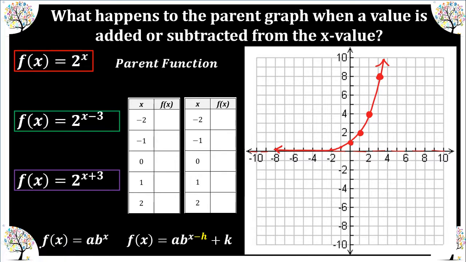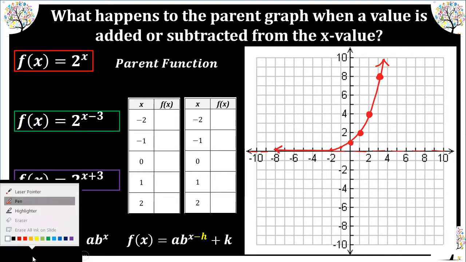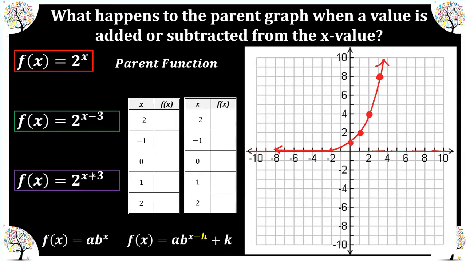Now let's take a look at when we are adding or subtracting from the x variable. Make sure you notice in the formula that we have f of x equals a times b to the x minus h, plus k. So anytime in your formula, just like with our slope formula, y2 minus y1 over x2 minus x1, remember that our subtract is going to indicate the opposite of.